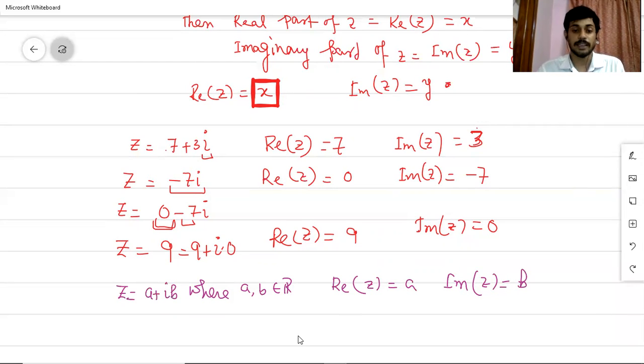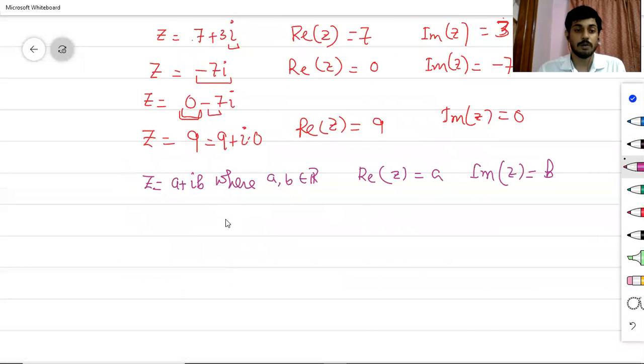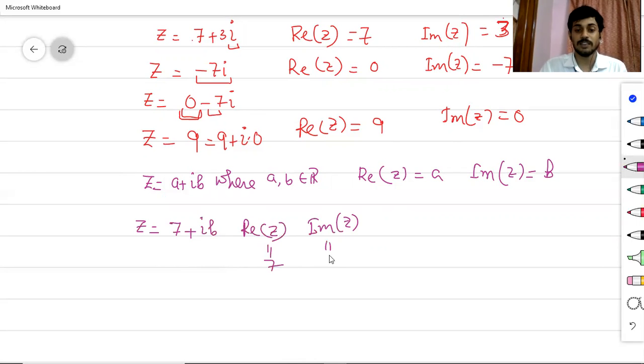But the question may come like this: suppose z equals 7 plus iota b, and nothing is said about b. So what is the real part of z and what is the imaginary part of z? If you answer that the real part of z is 7 and the imaginary part of z is b, the answer is wrong, because nothing has been said about b.